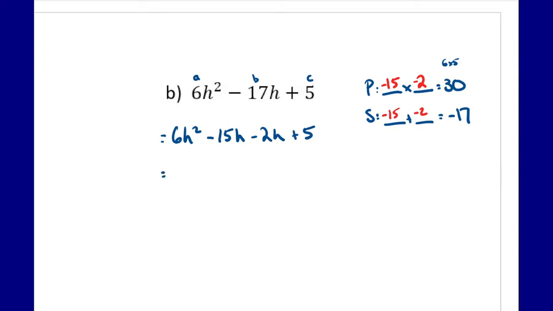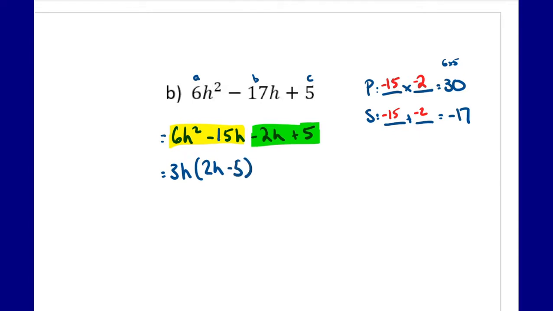Now what we're going to do is factor by grouping. Let me just keep the color coding the same. Look at the first two terms, and look at the last two terms. First two terms: what's common between the 6h squared and the negative 15h? Well, there is a greatest common factor of 3 and an h. So I factor that out. That leaves me with 2h minus 5.